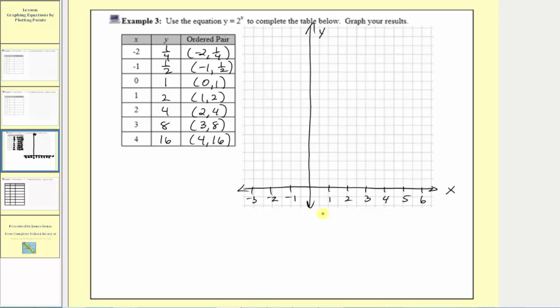Now for the vertical axis, we have to go as high as 16. So let's go ahead and scale the vertical axis by 2's. But we'll let every other grid mark be equal to 2 units. So we'll have 2, 4, 6, 8, and so on.